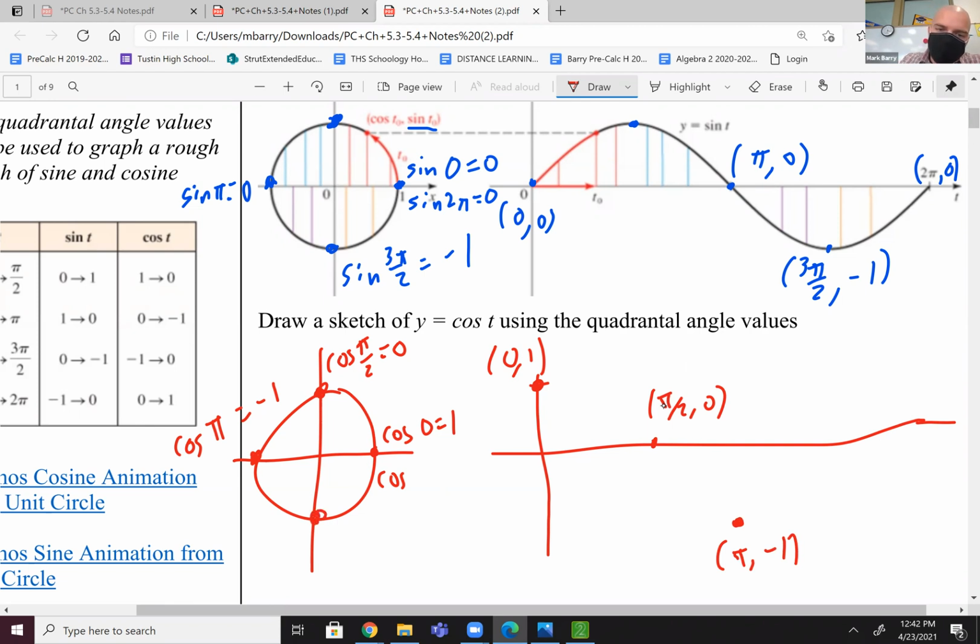When I go to the bottom of the unit circle, cosine of 3 pi over 2, that is actually back to 0. And then when I finish at 2 pi, I'm back to a cosine value of 1. So I'm right there. So notice on both of these, the last point in the period is always at the same spot as the first point in the period, right? Because the period ends at the same point that it starts.